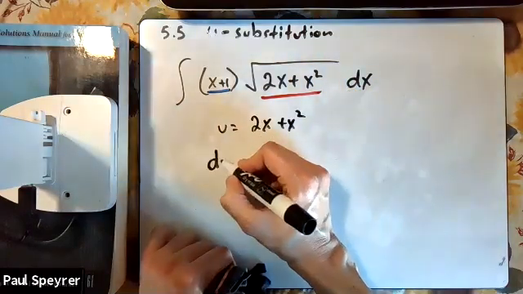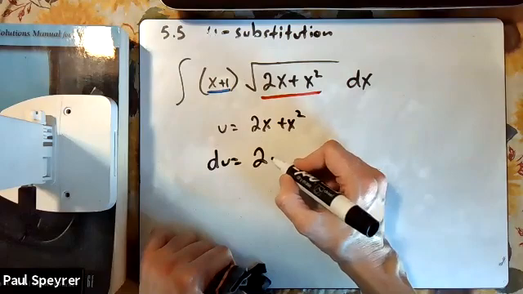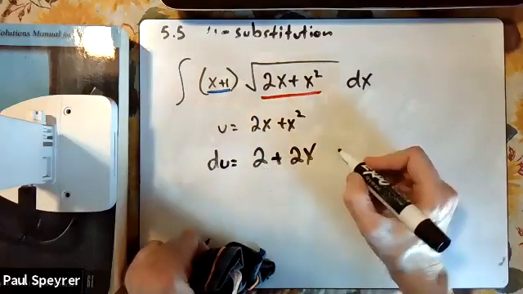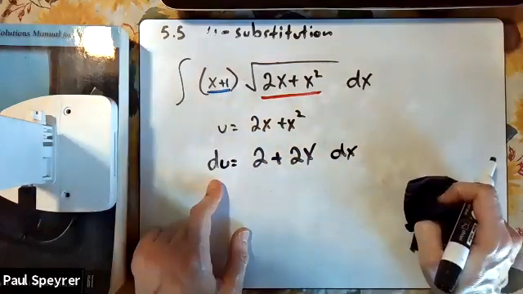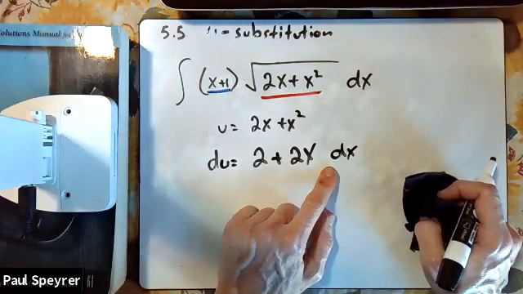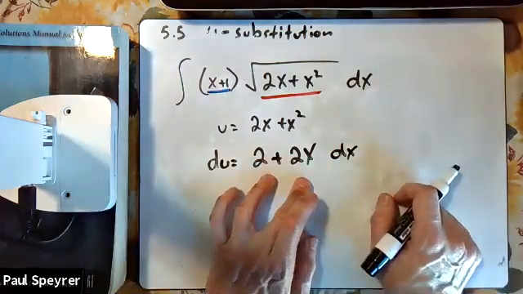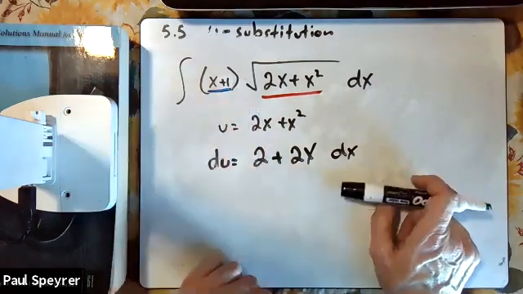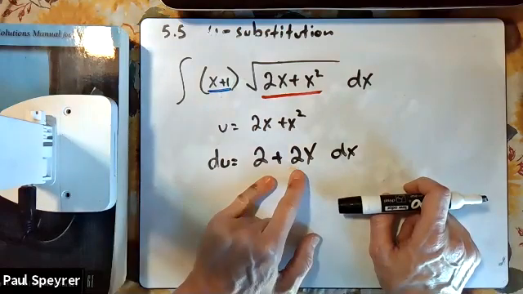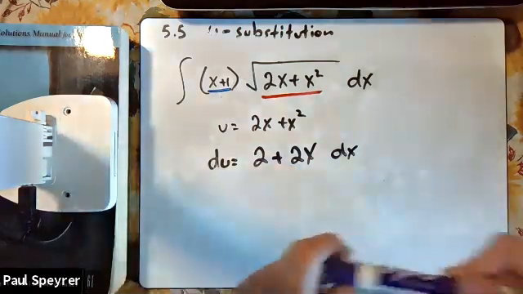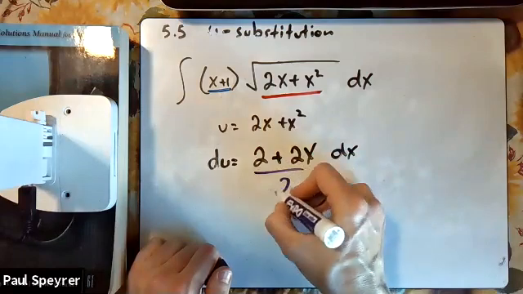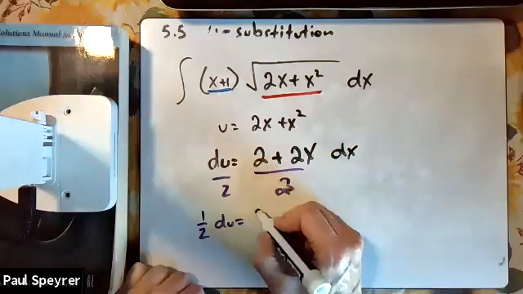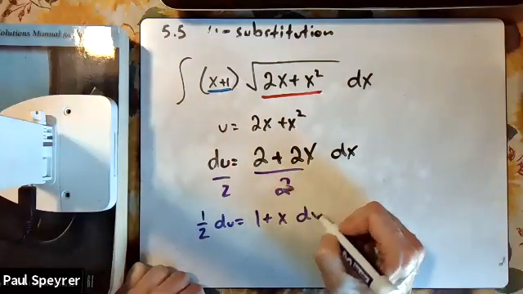So now if we take its derivative, we get 2 plus 2x dx. Don't forget, whenever you do your du chunk, you will always have at least a dx that comes out of it. So if we look at this, initially you may think that doesn't match anything from the blue, but it sort of kind of does, right? Because what if I took half of this right here? What if I divided both sides by 2? What would you have? You'd have 1/2 du equals 1 plus x dx.